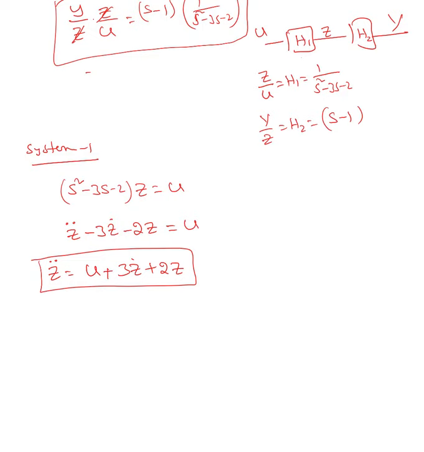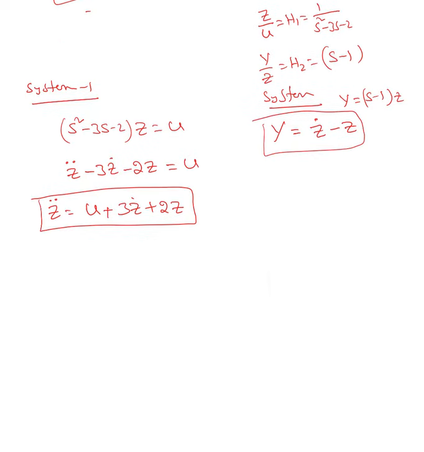Same way, for h2, system 2, we'll end up with y equal to z dot minus z. So when I bring this to the other side, system 2 gives y equal to s minus 1 times z. So we'll end up with that. Let me draw this first as a simulation diagram, and I will draw the simulation diagram next.